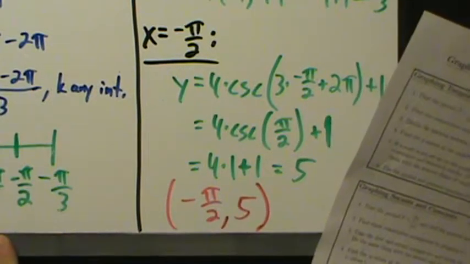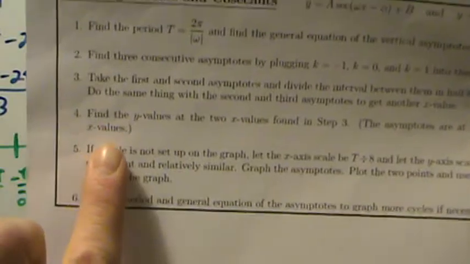Go back to our steps. So that was step 4, find the y values of the 2x values found in step 3, which were negative 5 pi over 6 and negative pi over 2. And remember, the asymptotes are at the other 3x values, so we can't evaluate the function there.